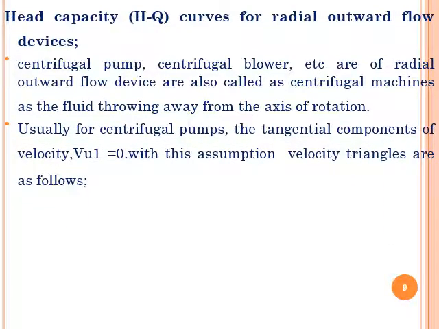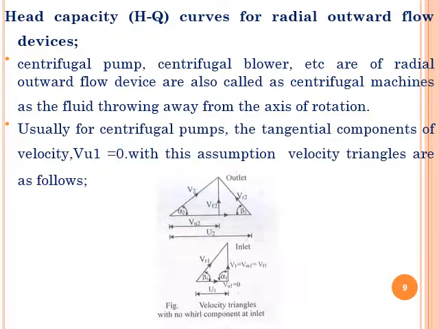So usually for centrifugal pumps, the tangential component of velocity Vu1 is equal to 0. That is, alpha 1 is equal to 90 degree. For that reason the tangential velocity Vu1 is equal to 0. So with this assumption, velocity triangles are as follows. This is the velocity triangle for that given condition. In this one, alpha 1 is equal to 90 degree. For that reason Vu1 is equal to 0. So according to that, V1 is equal to Vf1. That is, the absolute velocity at inlet is equal to the flow velocity at inlet.